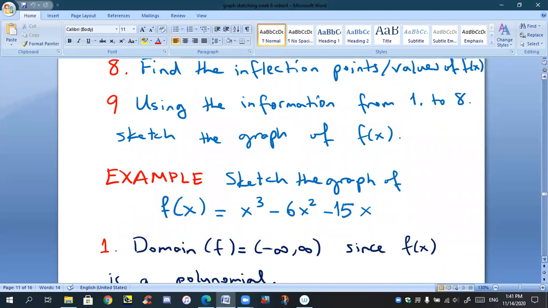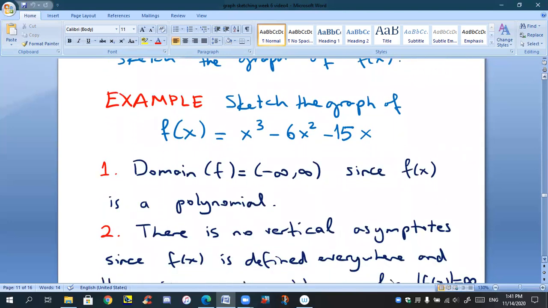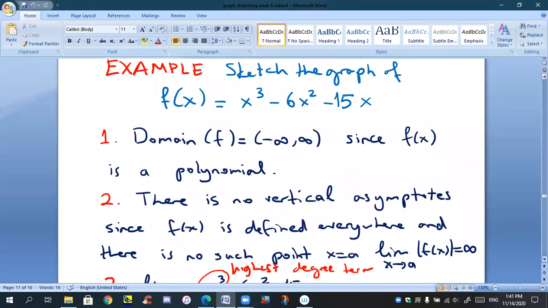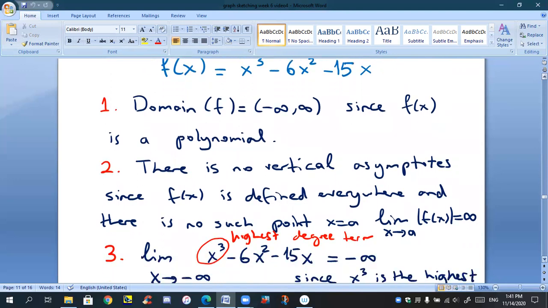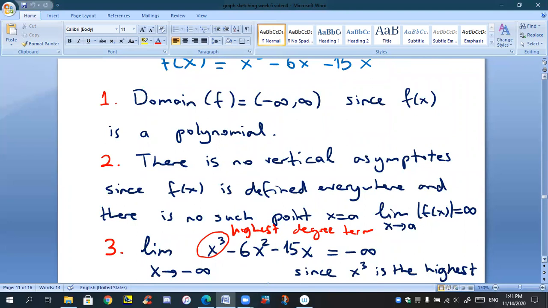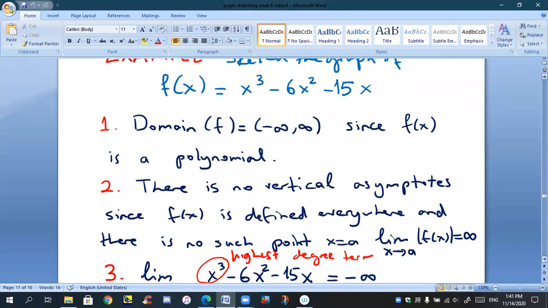For instance, let's take this function, x cubed minus 6x squared minus 15x. Sketch the graph. So the domain of this function, this is a polynomial. So polynomials are defined everywhere. So then the domain is all the real numbers, or the interval from minus infinity to plus infinity. Well, is there any vertical asymptote? No. Why? Because polynomials are defined everywhere. They never get infinity for any finite number. So there is no vertical asymptote.